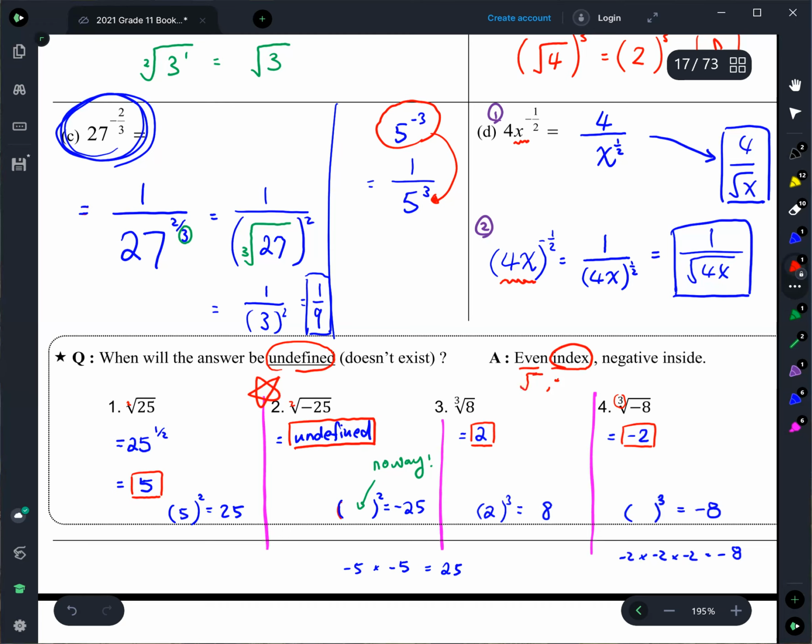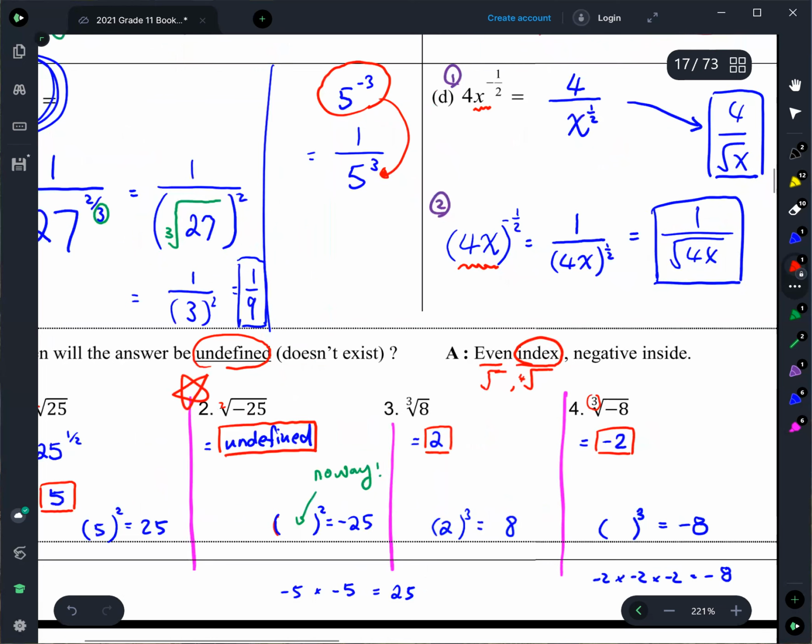right, fourth root, okay. You probably won't see the sixth root, okay? Most of the time you just see the square root, fourth root, okay? So for those, if you get an even index and you have a negative on the inside, like -25, then it will be undefined, okay?